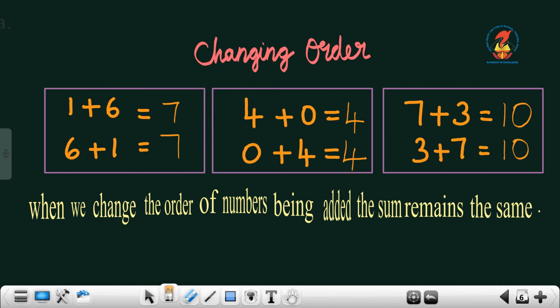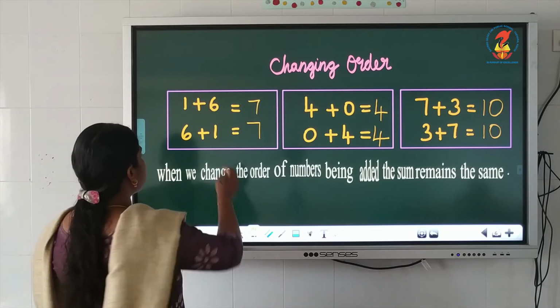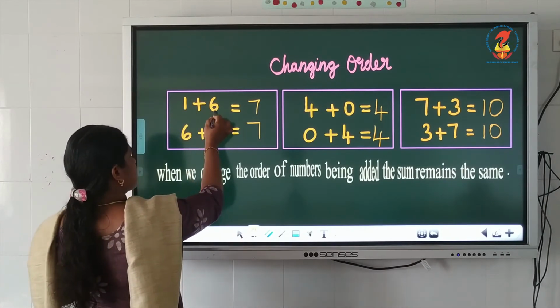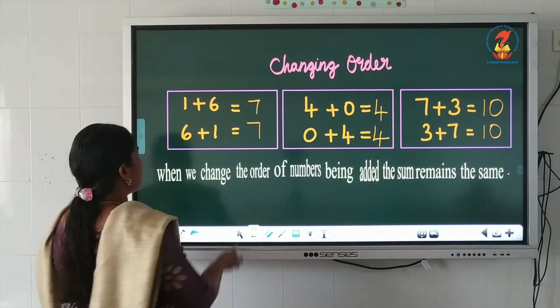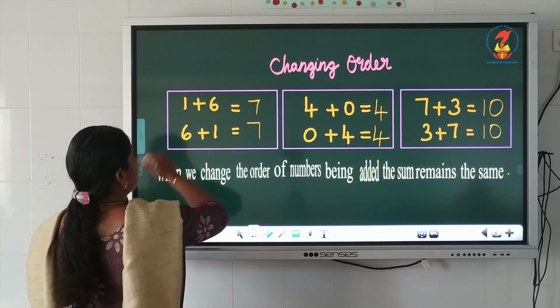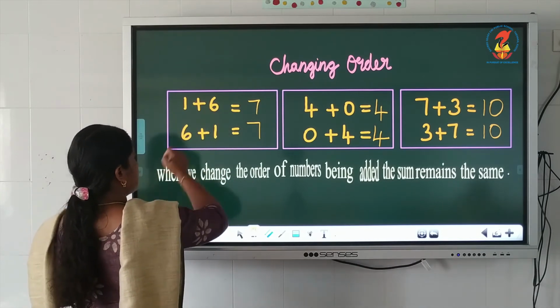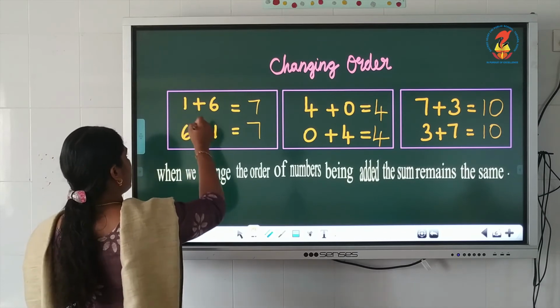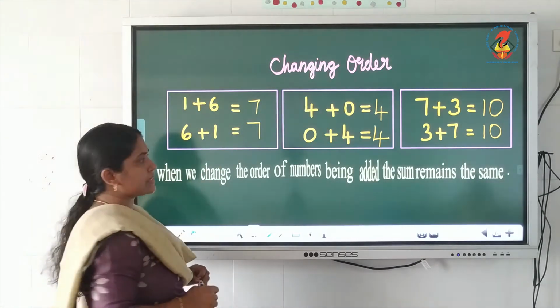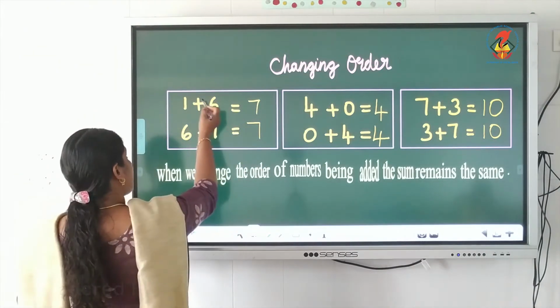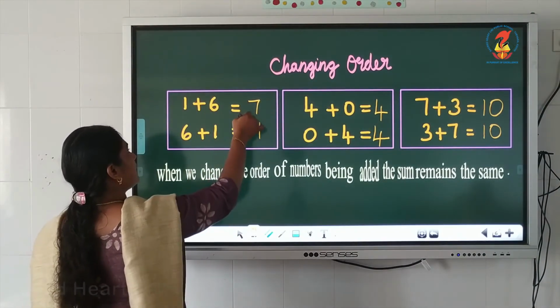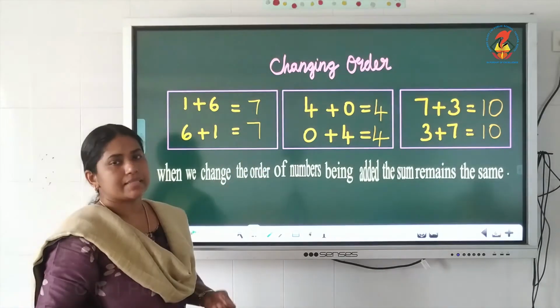So children, look at all these examples. Here 1 is the first number, 6 is the second number. The answer we got is 7. Here change the order. The second number becomes the first. 6 I wrote first and 1 I wrote in second place. So 6 plus 1, answer is also 7. Actually I am changing the order, but the answers are the same.